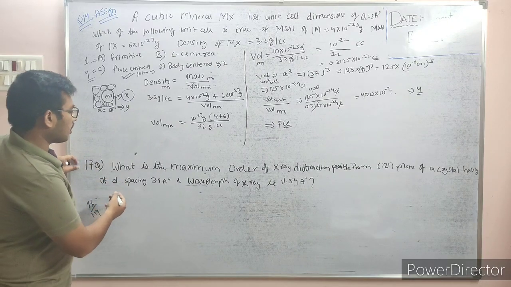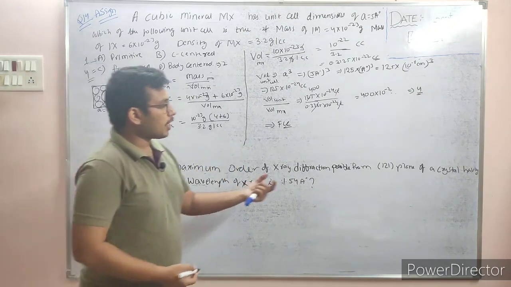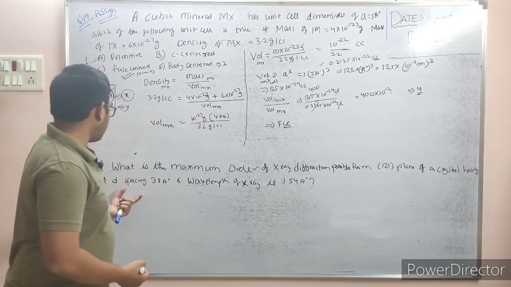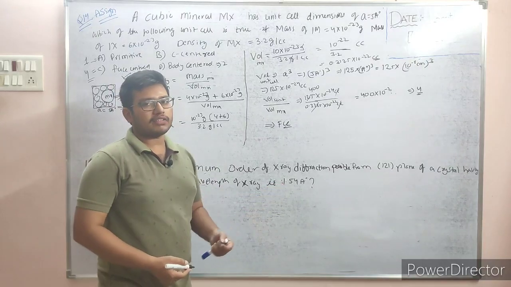So the next question is, what is the maximum order of X-ray diffraction possible from the 1-1-1 plane of a crystal having d spacing of 3.8 angstrom and wavelength of X-ray is 1.54 angstroms?